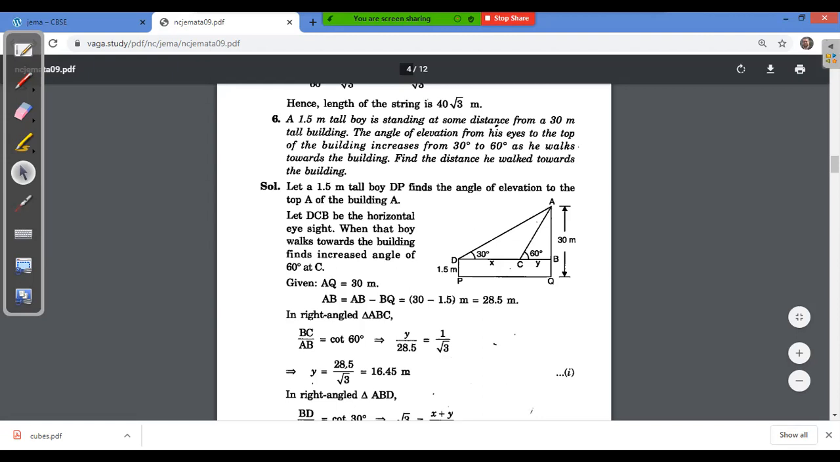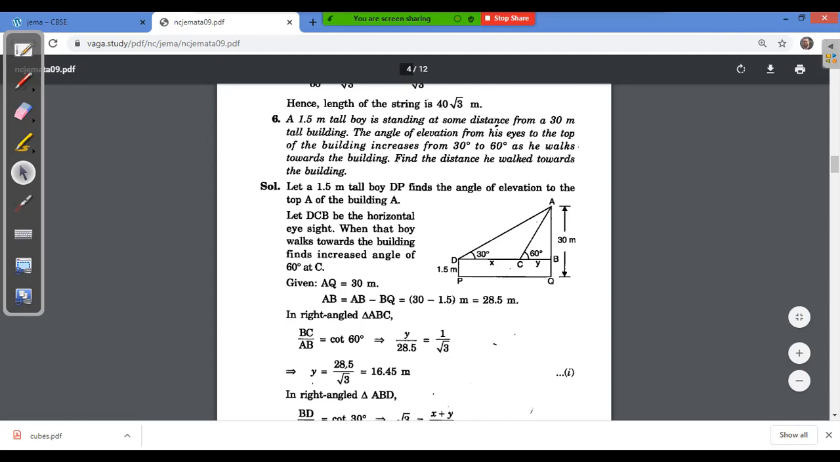So what we need to do is first take the triangle DCB. In this triangle we use tan 60 equals perpendicular by base. This perpendicular length we take as 28.5, not 30, because 30 was the total height. The triangle's perpendicular is DC, which is actually 28.5, upon the base length BC, unknown. The value of tan 60 is root 3. Substituting and cross multiplying, root 3 BC is 28.5. The value of BC is 28.5 by root 3.